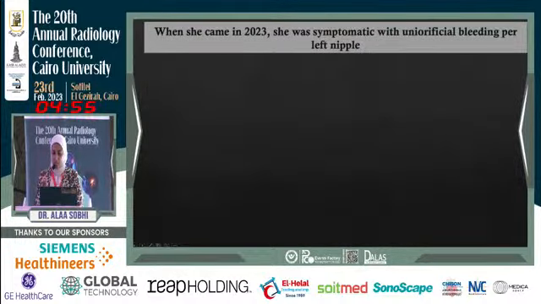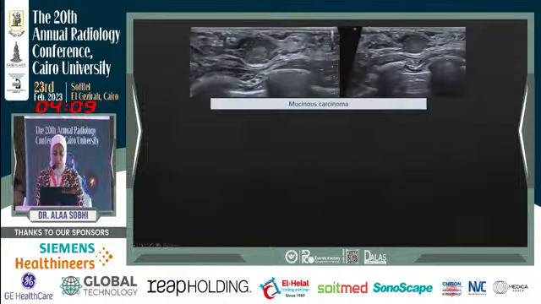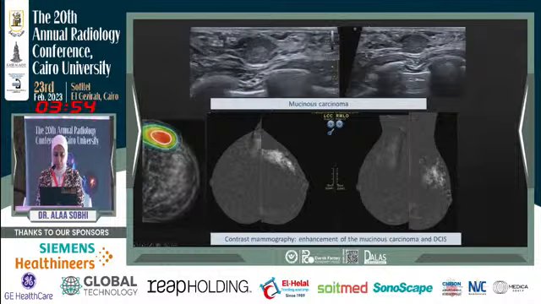Is it true that AI can detect breast cancer on screening mammography as early as 2 years before radiologists? We will answer this question. The ultrasound showed a rather well-defined oval-shaped heterogeneous lesion. It is a mucinous carcinoma on ultrasound, and contrast showed a large area of heterogeneous non-mass enhancement.